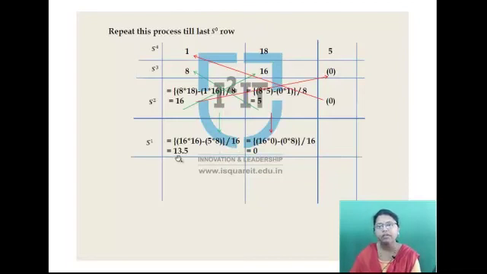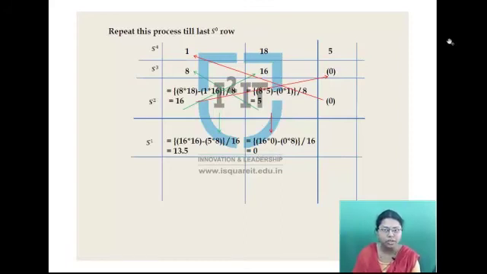13.5. The same method will now be used for calculation of the second element in that row, the second column element of the s to the power 1 row. How to do that? 16 into 0 minus 0 into 8 divided by this base element 16. So 16 into 0 is 0, minus 0 into 8 is 0, 0 minus 0 is 0, 0 divided by 16 is 0. This is how the s raised to 1 row is calculated.